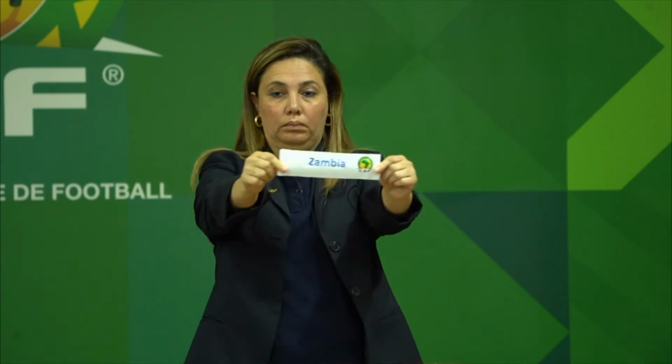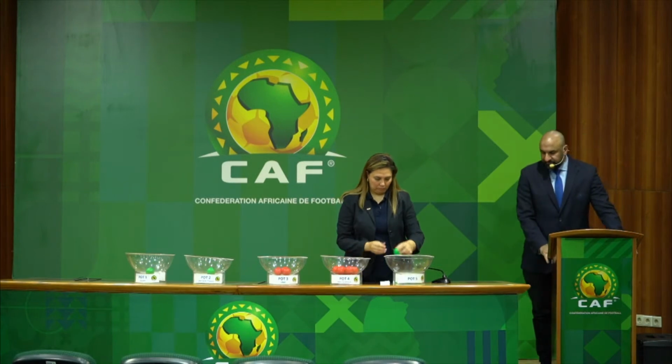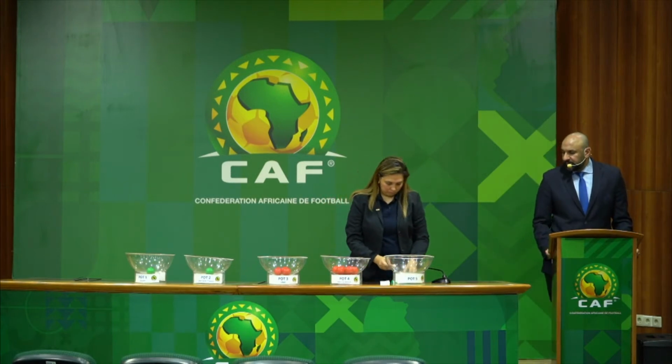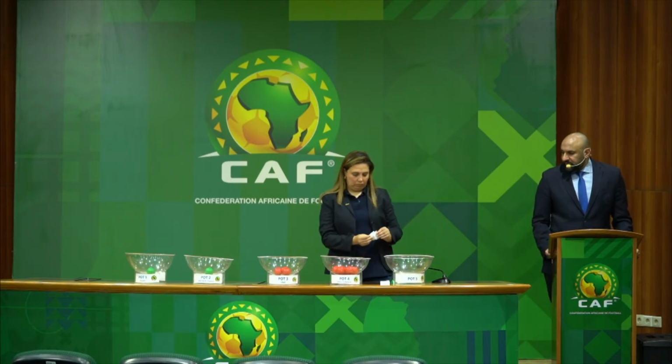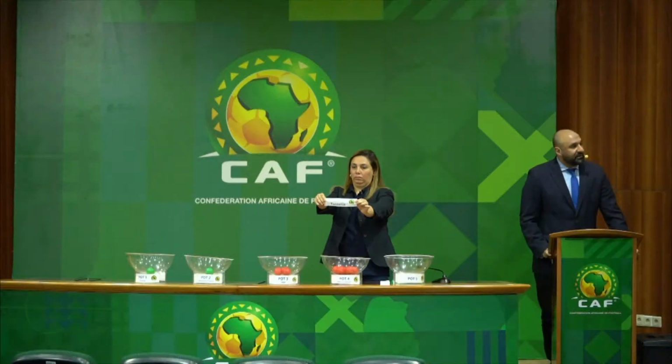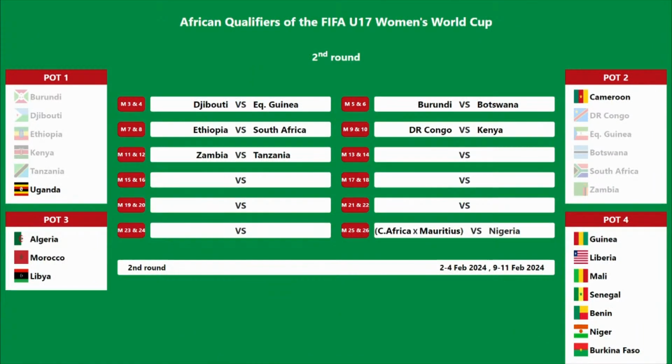Zambia. Zambia was eliminated from the third round of the previous qualifiers. And they will play against Tanzania. Tanzania qualified to the last World Cup. They are trying to repeat their achievement by qualifying again. They will play against Zambia.